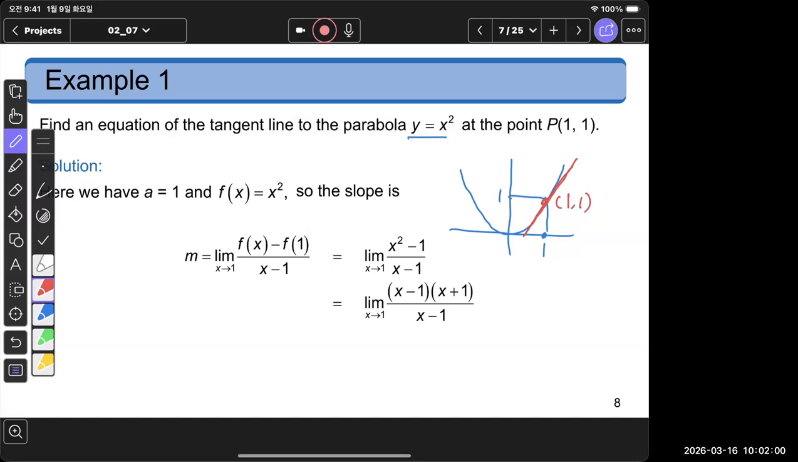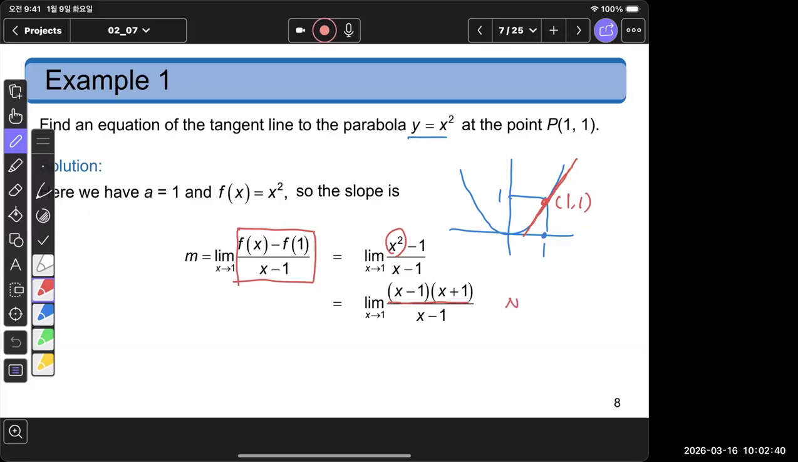So we want to find the limit of the slope of the secant line. The slope of the secant line is obtained by f of x minus f of 1 over x minus 1, and then you let x approach the value 1. Here f of x is x squared, so x squared minus 1 over x minus 1 as x approaches 1. We are looking for that value. Now, if I factor this x squared minus 1, you can rewrite it as the product of x minus 1 times x plus 1.